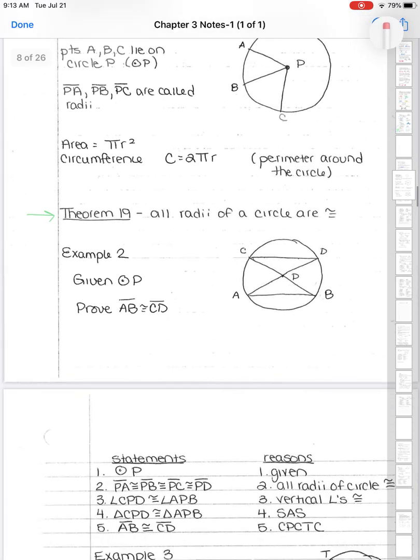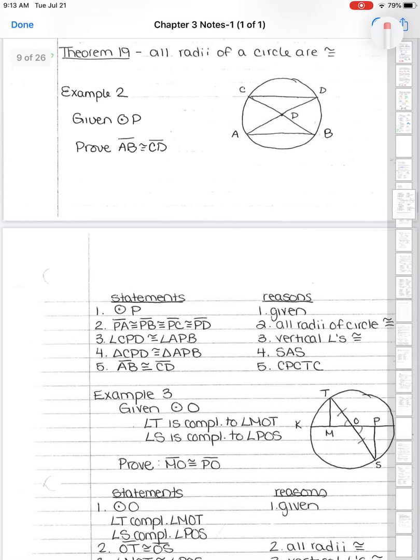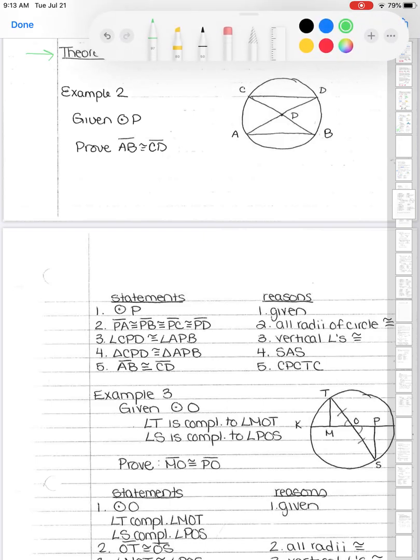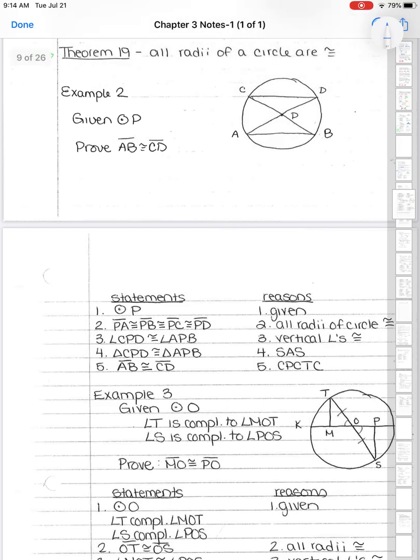Now, the reason we have to go into this is because they throw this one theorem at us, which is used quite often, which says that all radii of a circle are congruent. So I would just anticipate that any time you see a circle as part of your proof or a problem that you're doing, I can guarantee you're going to use that theorem.